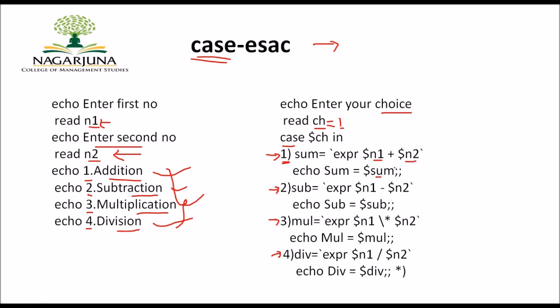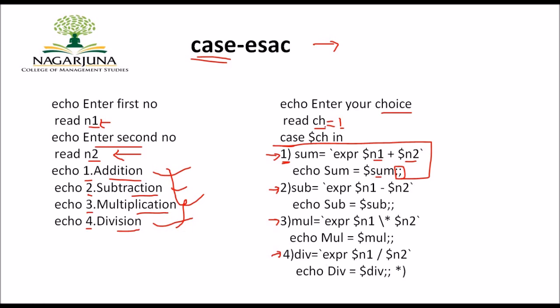And these semicolons, you can find two different semicolons here, indicating that this is the end of your case 1. If you find double semicolons, that indicates the end of your case 1 statement. So these are the two statements which have to be executed based on case 1.